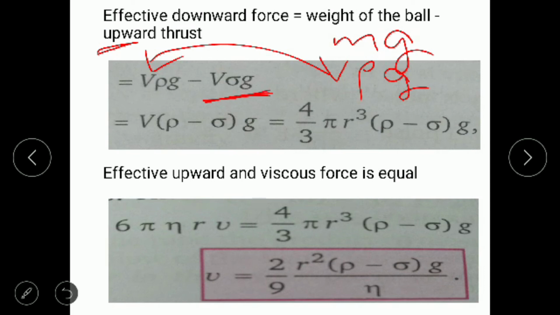Again, the weight is volume into density into gravity. So this is what we have got. Now taking V common, we get this equation. Now V is the volume of the sphere and the formula for volume is 4 by 3 pi r cube. Putting the value, this is what we get next.